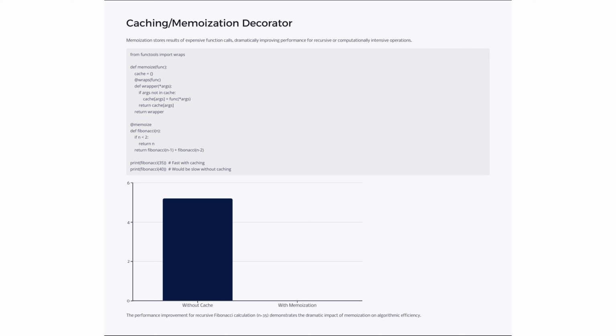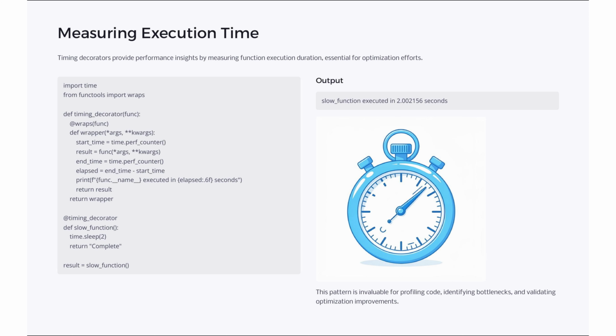impact on efficiency. Timing decorators are crucial for profiling code by measuring execution duration. They help identify bottlenecks and validate optimization efforts. By wrapping functions, they capture start and end times, calculating elapsed time. For instance, a slow function wrapped with a timing decorator reveals execution time, aiding in performance analysis and improvement.